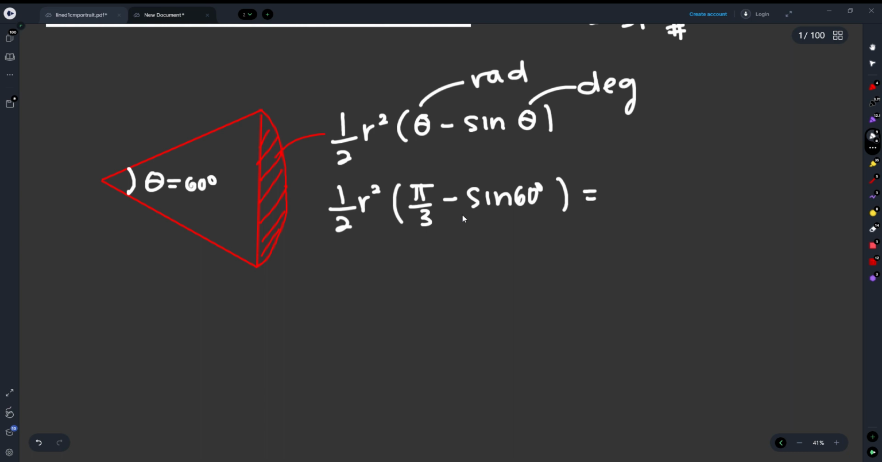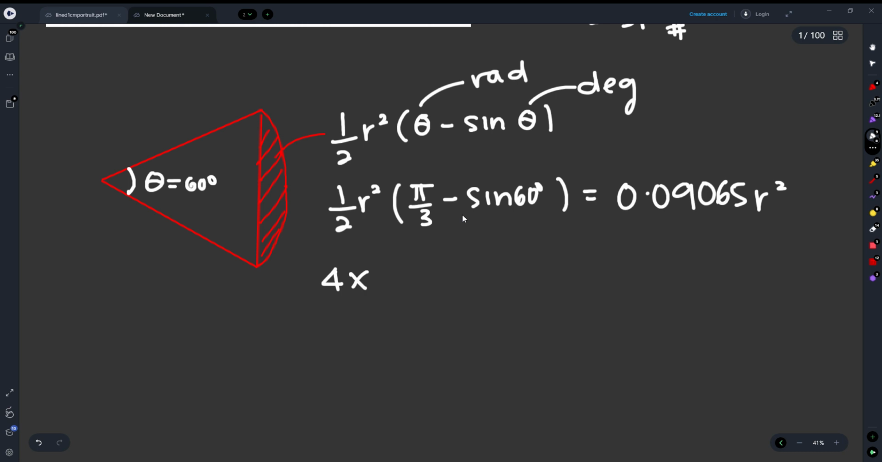Please press this in the calculator. First press sine 60, and you will get some decimal number. Then 3.142 divided by 3, minus the answer. You'll get 0.18 something, and then multiply by 0.5, which is the 1 over 2 in front. You will get 0.09065 r square. Yes, this is the area of one segment.